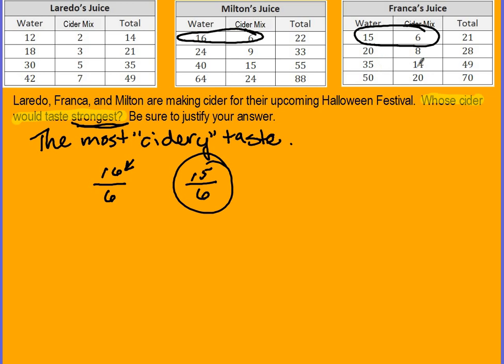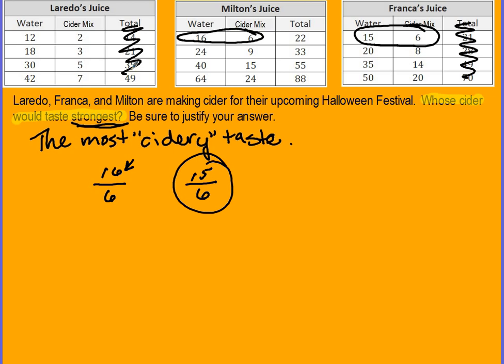So now we have to take a look at how we can compare Franca and Laredo. And this one doesn't look like it's going to lend itself so nicely. Here I see I have 15, 20, 35, and 50 for my water. None of those match up. I have my cider mixes of 6, 8, 14, and 20, and none of those match up. We're going to pretend that we don't have this total column because I want to look at what would happen if we don't have a matching number inside of our different ratios.